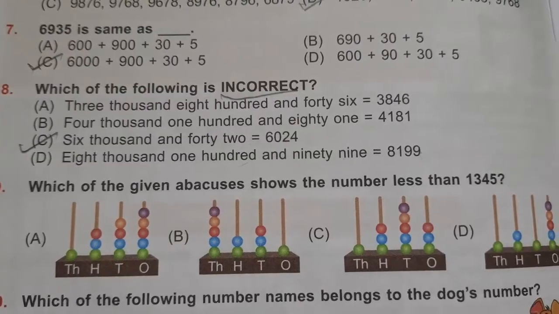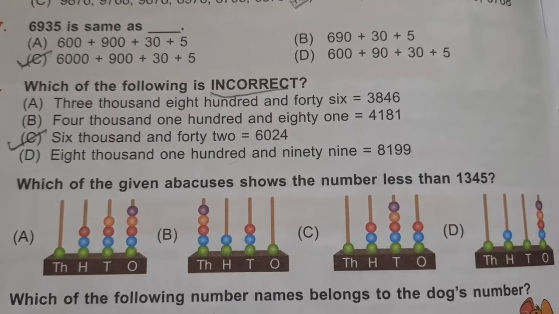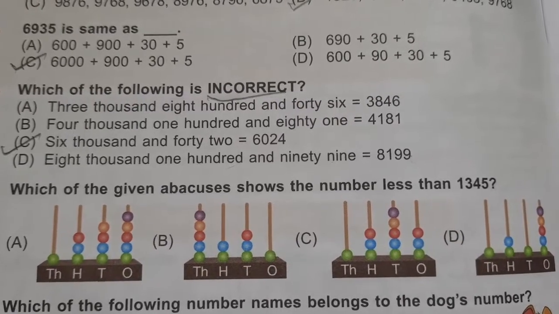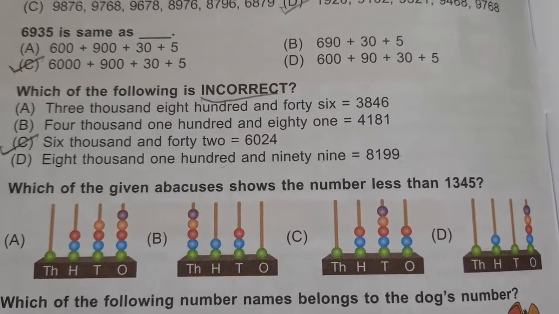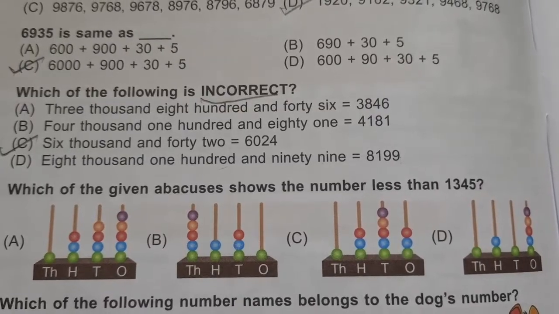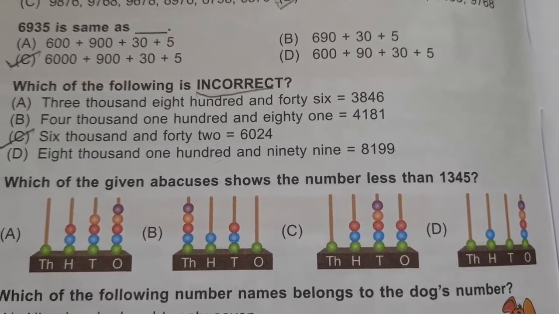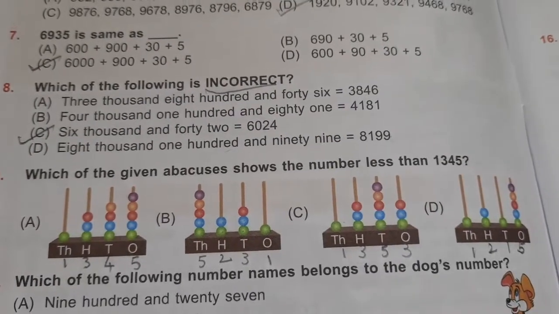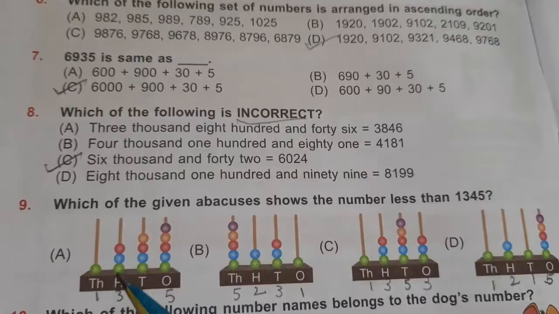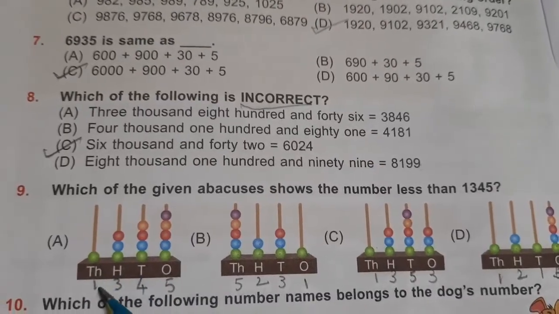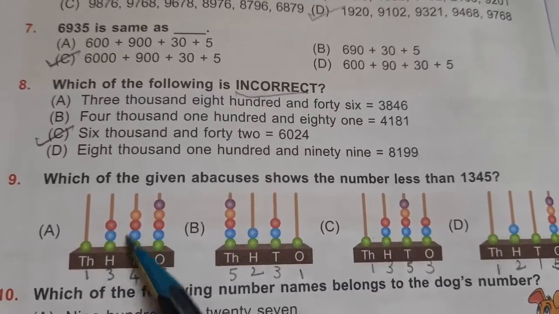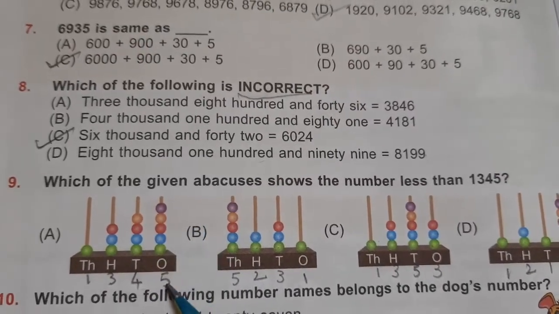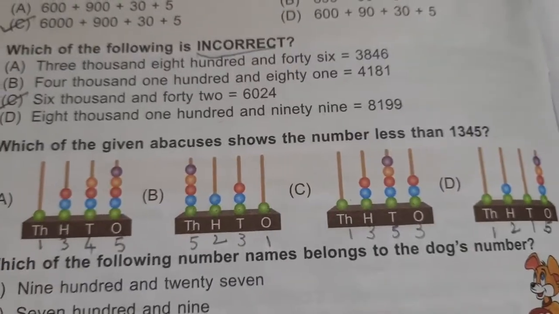Which of the given abacuses show the number less than 1345? In order to answer these kinds of questions, you should convert the abacus into the numeral form. So let's do that. Okay, so I have counted the beads on the abacus and changed them into numerals. So you have one here, I put one, three beads here, I have put three, four over here, I put four, and five over here, I put five.